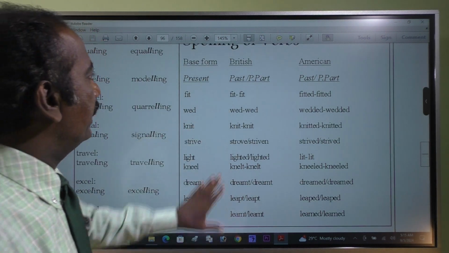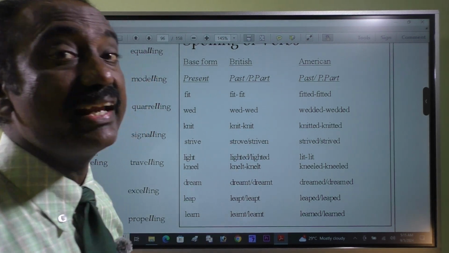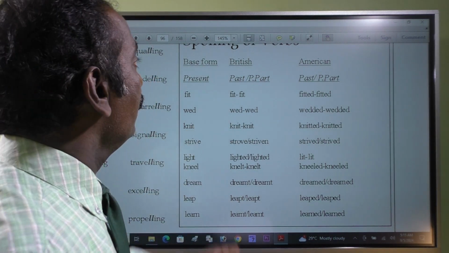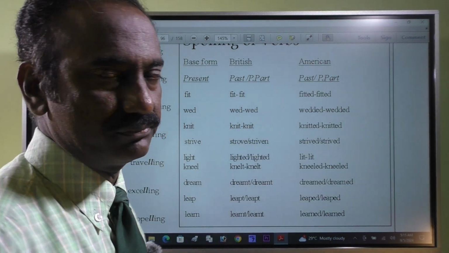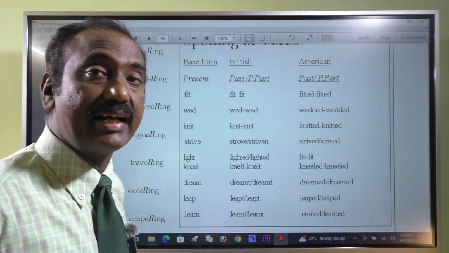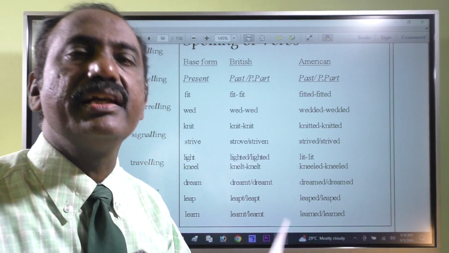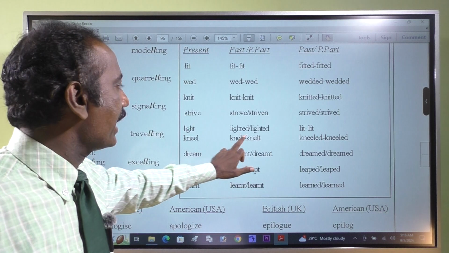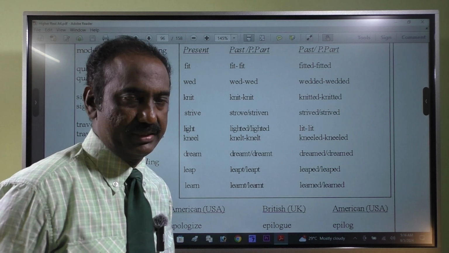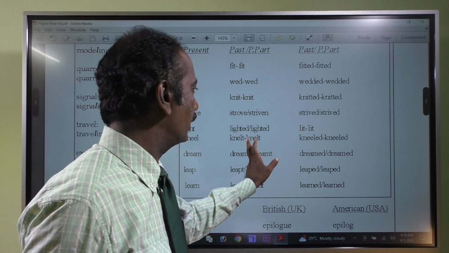Fit, fit, fit for Britishers, but fit, fitted, fitted for Americans. Wed, wed, wed for Britishers; wed, wedded, wedded for Americans. And V1, V2, V3 here we say. Knit, knit, knit for Britishers, and knit, knitted, knitted for Americans. That means attaching together is knitting. Light, lighted, lighted for Americans, and for British people, light, lit, lit. I think there is some change from here to there.